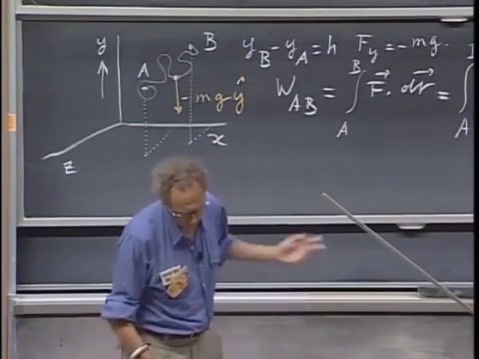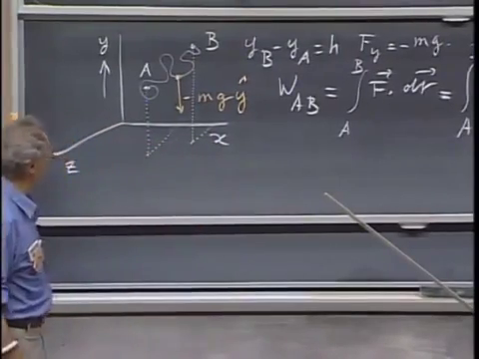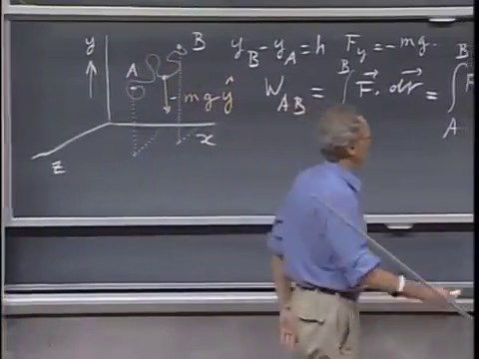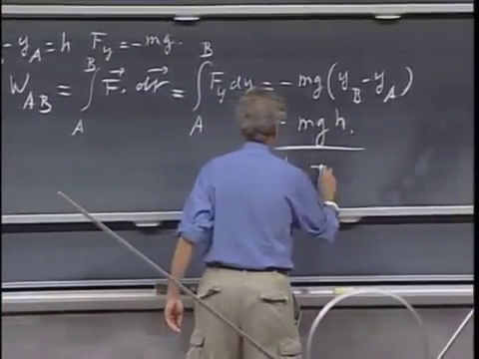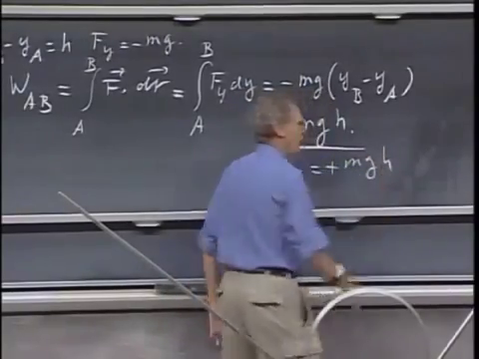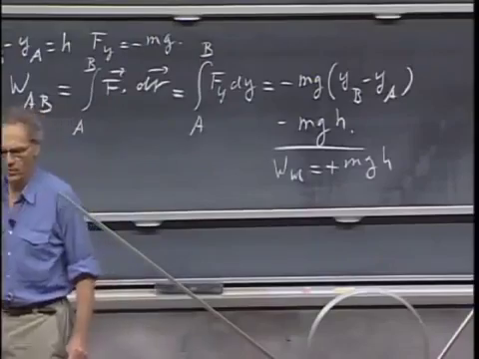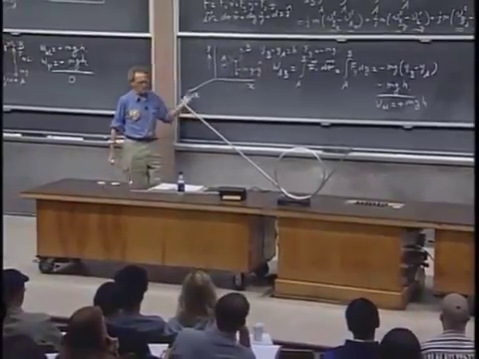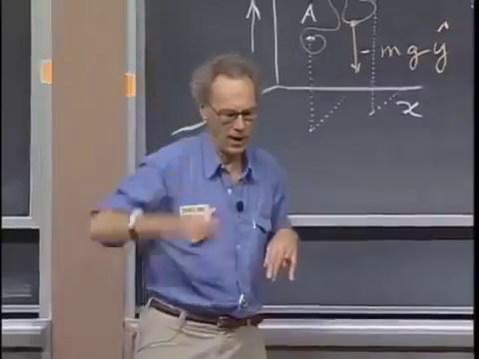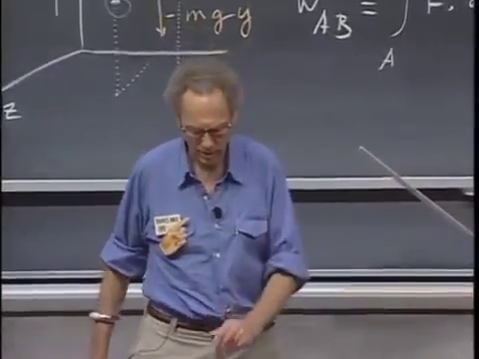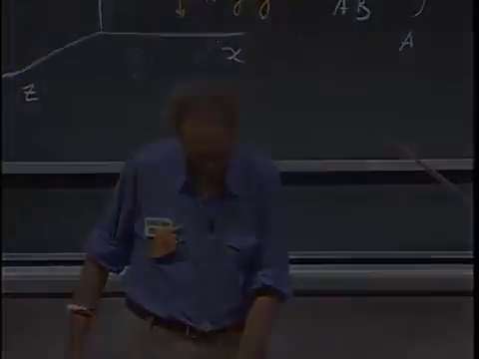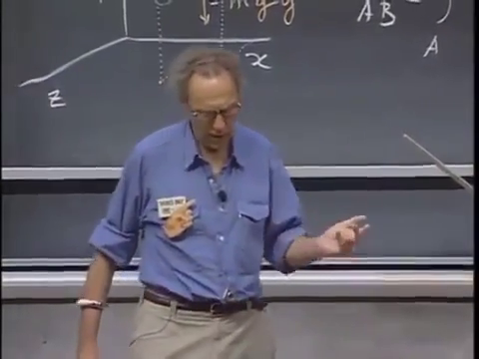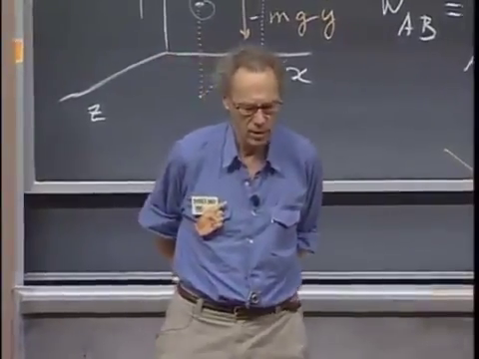Suppose that I do the work, that I go from A to B in some very strange way, then it is very clear that the work that I would have done would be plus mgh, because my force, of course, is exactly in the opposite direction as gravity. So whenever gravity is doing positive work, I would be doing negative work. If I hold it in my hand, when I'm doing positive work, gravity is doing negative work.